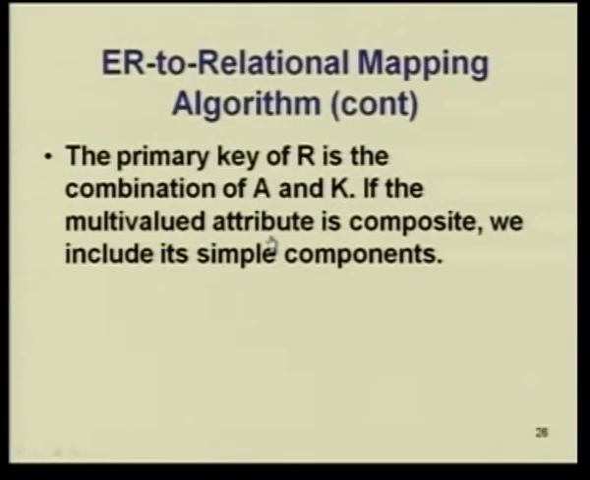The primary key of R is a combination of A and K. If the multi-valued attribute is composite, we have to include all the simple components, that is, we have to flatten it. So, now let us take a small break.